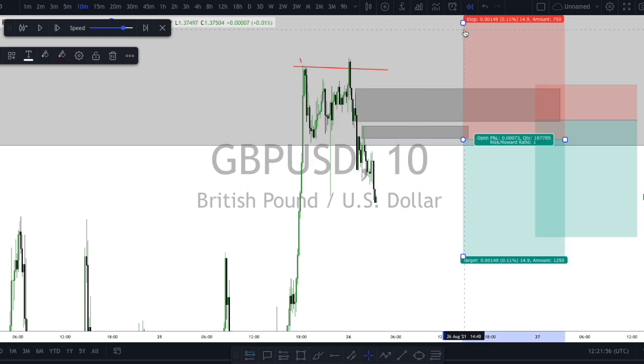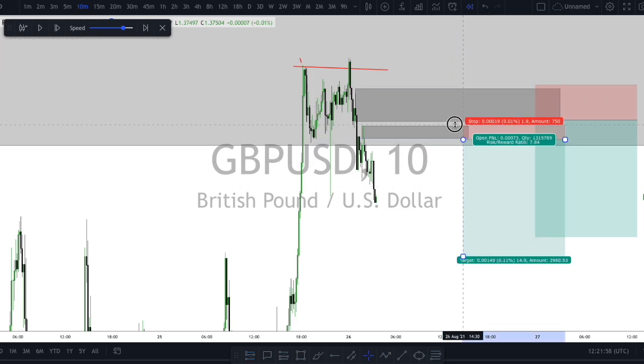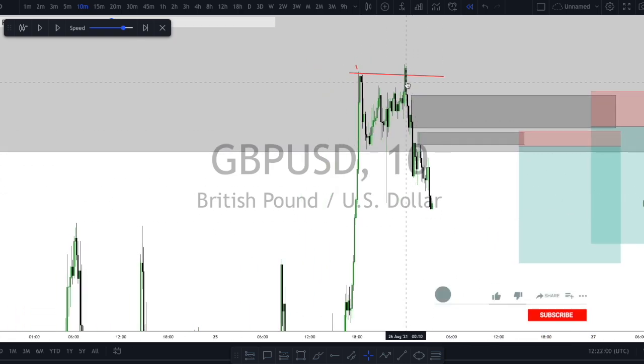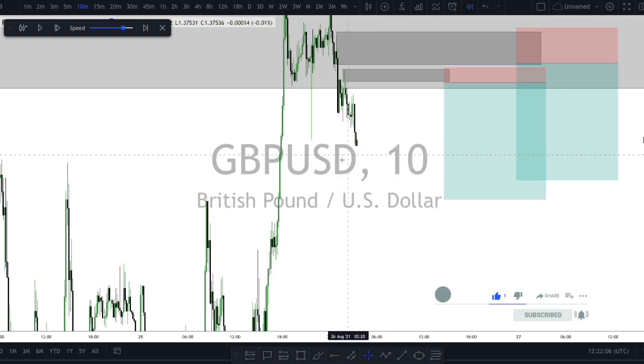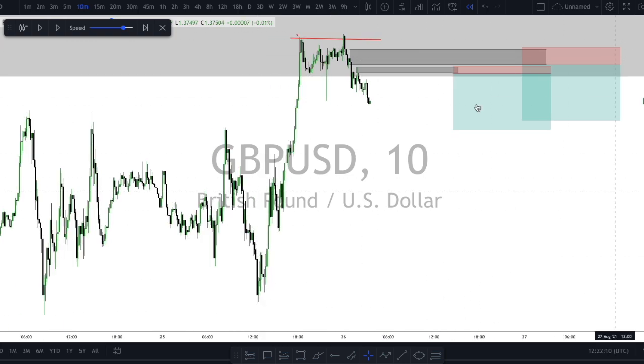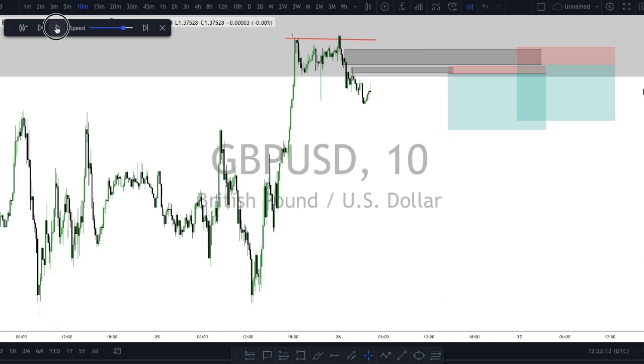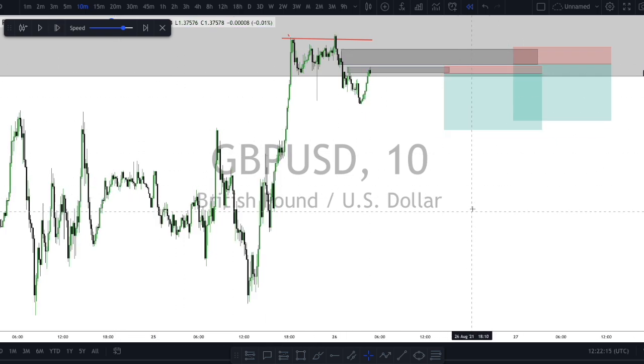Not that you should have multiple entries, but it's just you following the rules, just to follow the structure. As you can see, price eventually broke this low. So this actually makes sense for us to sell from here. As you can see what is really happening in this particular area here. So let's play and just see what will happen.